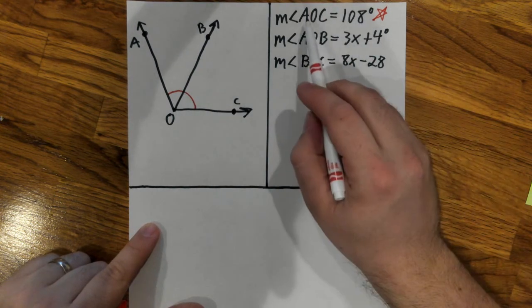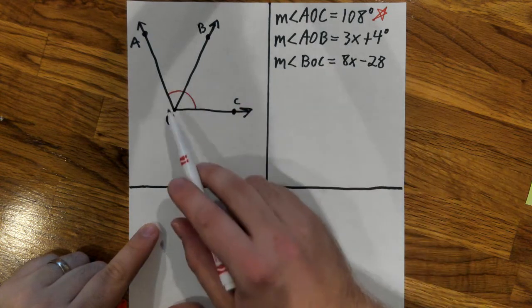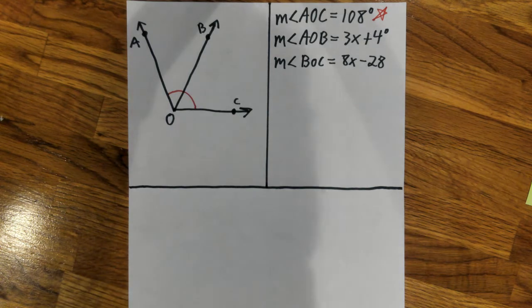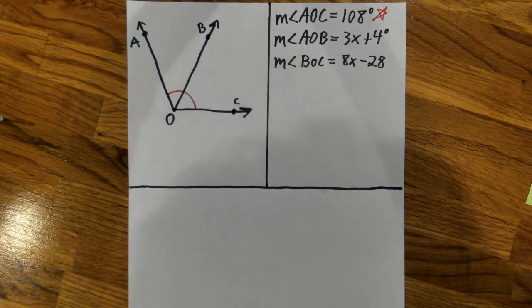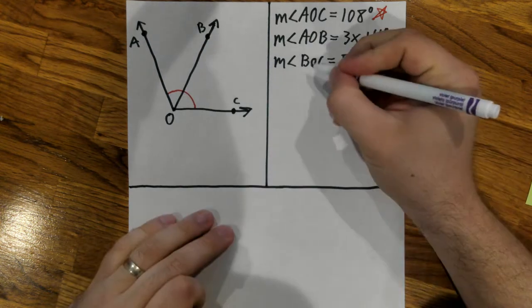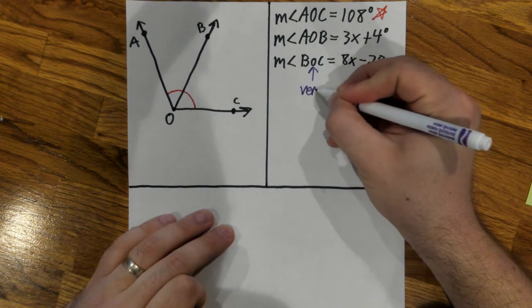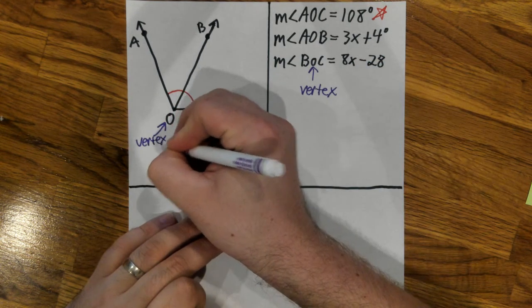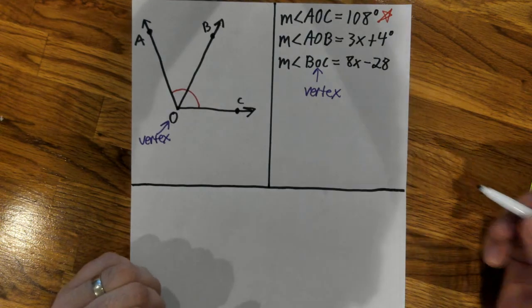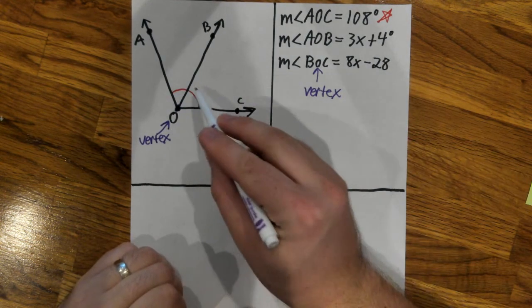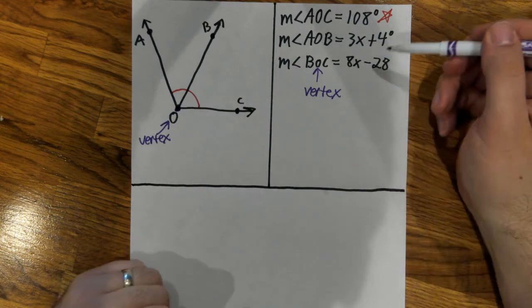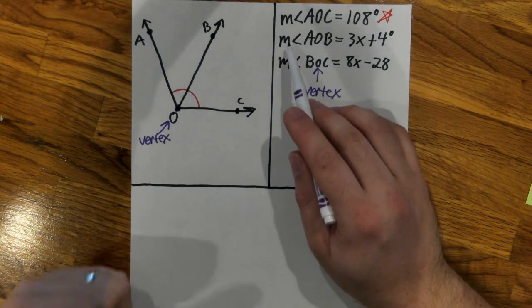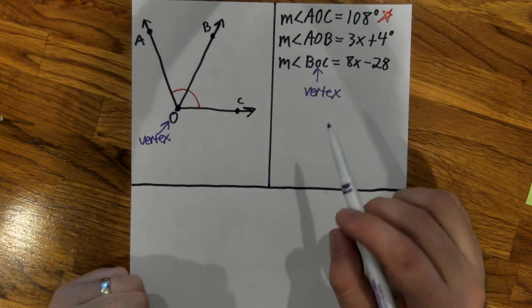I know that because I'm looking at the letters A, O, C, right? And notice for all of this information that they give me here, the O is in the middle. That's because the O is my vertex. So here's my vertex here. All of these angles share the same vertex right here. So the large angle is 108 degrees, and they give us information on these two other angles. Another note I'm going to say is that the M here means measure. This angle measures to 108 degrees.